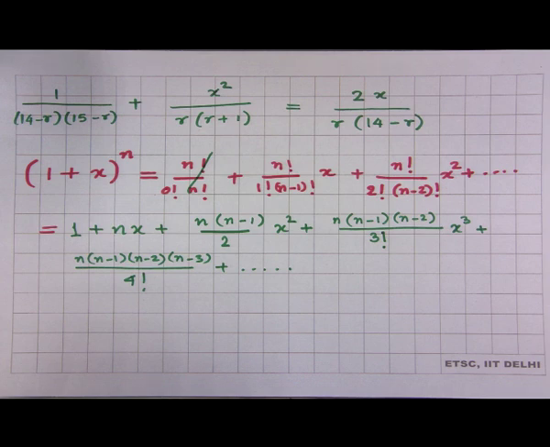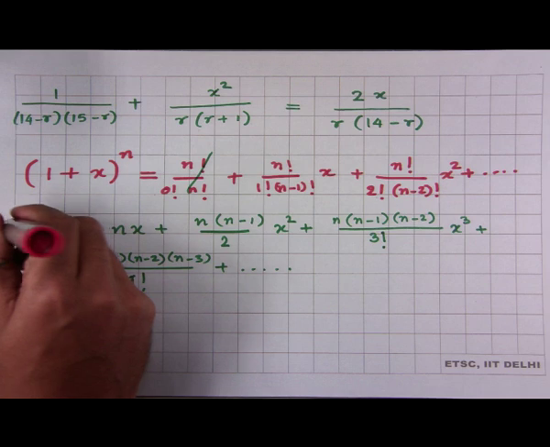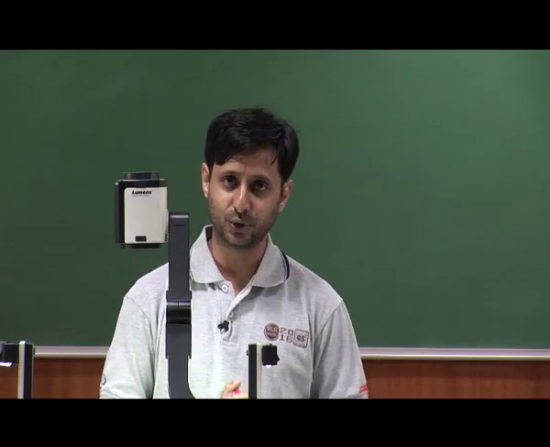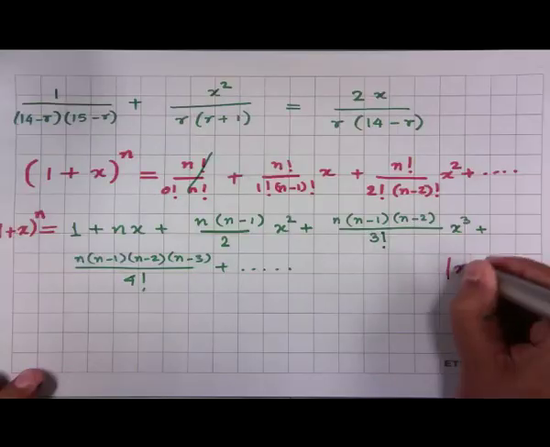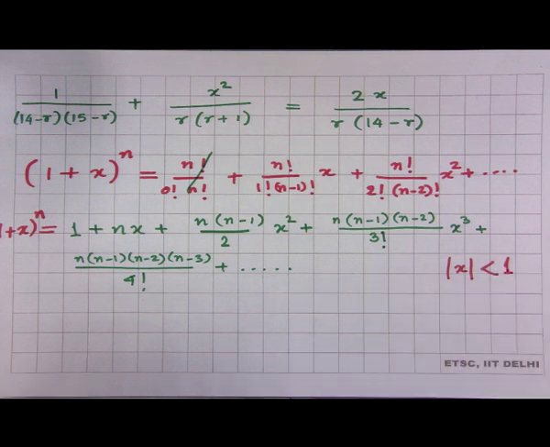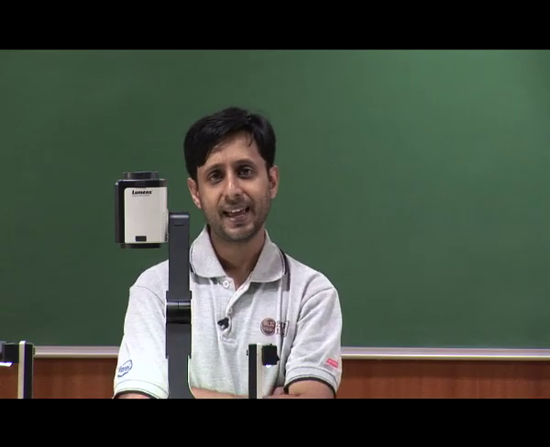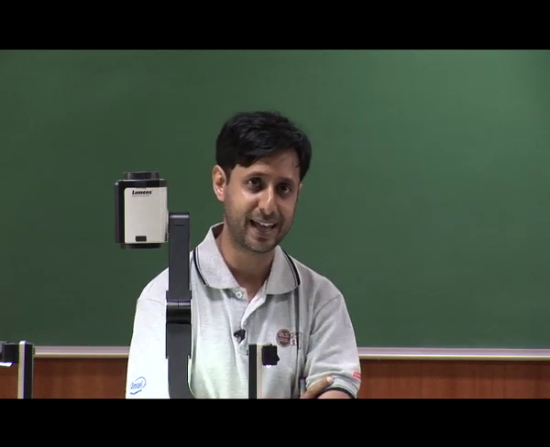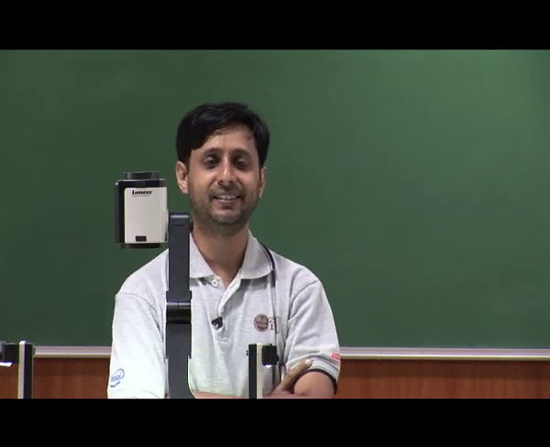Now, it so happens that if you put it in this form, this is 1 plus x whole power n. This form of the binomial theorem is valid even when n is not an integer, as long as you play by this rule, that I am going to keep magnitude of x to be less than 1. As long as you play by this rule, then this statement is valid even when n is not an integer.